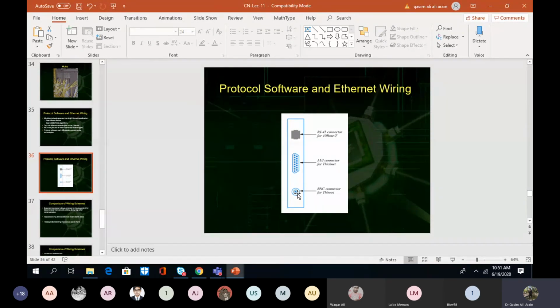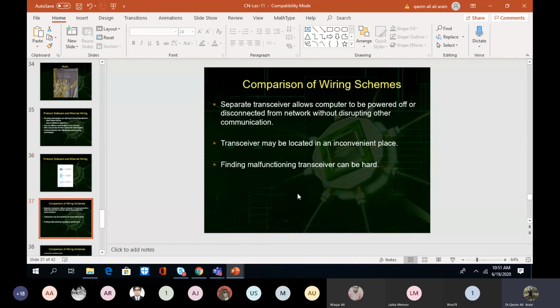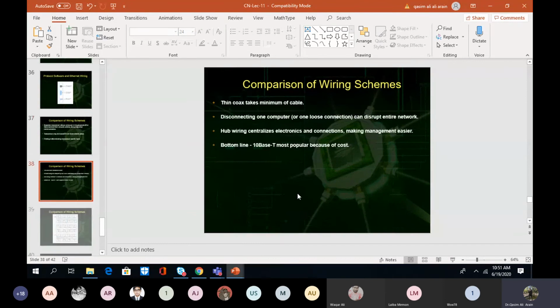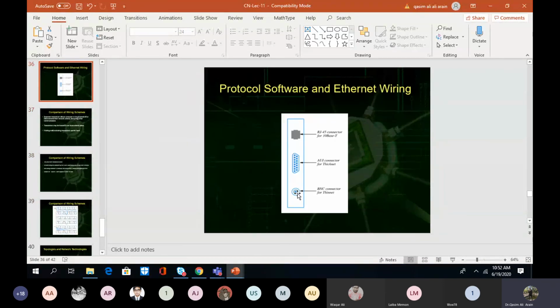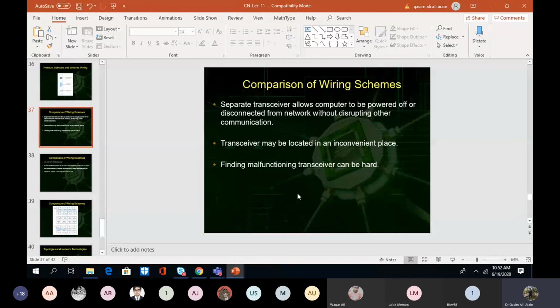So if you want to connect your computer with a thicknet network, you have to use this central port. If you want to connect via thinnet, you have to use a barrel connector, and if you want to connect with your 10BASE-T network, you have to use an RJ45 connector. Hopefully that is clear to you guys. Okay, this is a comparison of wiring schemes, please read it. What are the three wiring schemes? 10BASE-T, thicknet and thinnet, right?